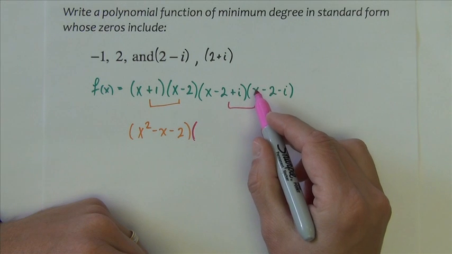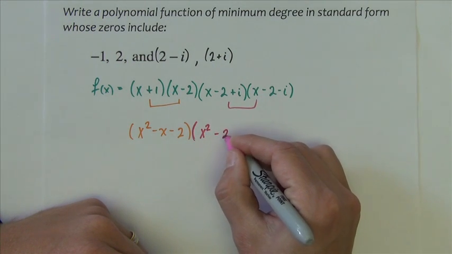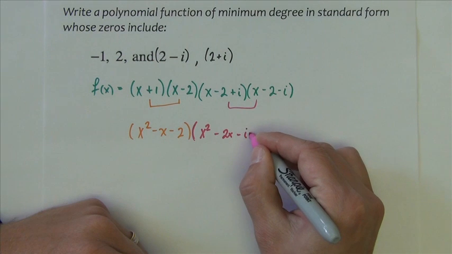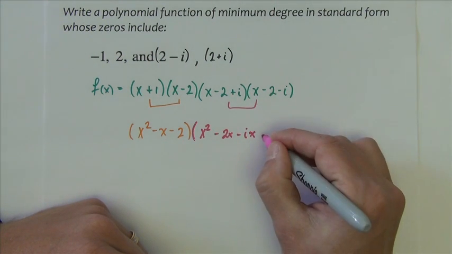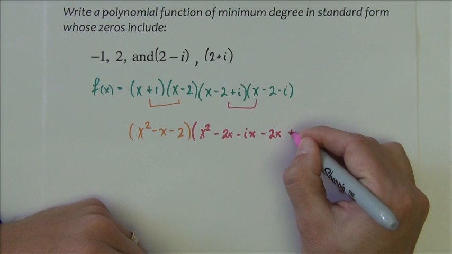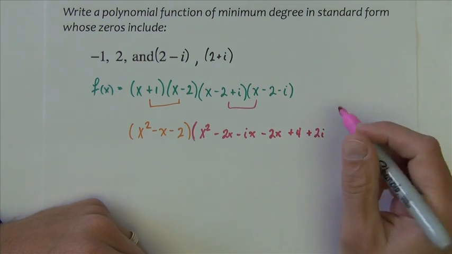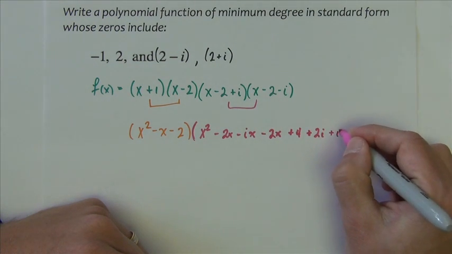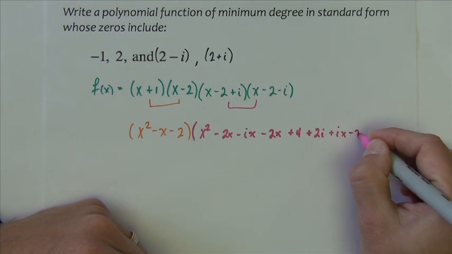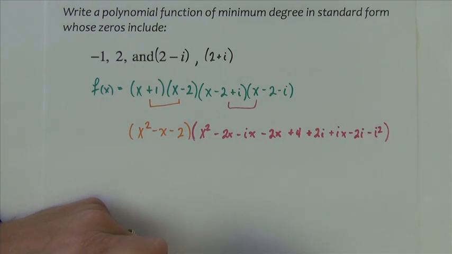I'm going to do x to all three of these first, which is x squared minus 2x minus ix. Now I'm going to do -2 to all three of these. Minus 2x plus 4 plus 2i. And I'm going to do i to all three of these. It's plus ix minus 2i minus i squared.